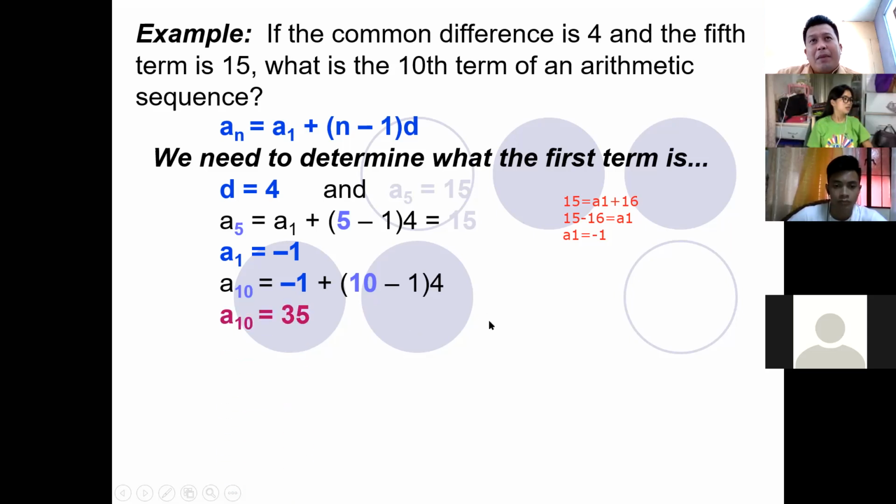So the 10th term in the sequence with a common difference of 4 and a 5th term of 15 is 35. It's just that in this problem, the given is the 5th term. But if we already have the first term, it's easy for us to determine what our 10th term is.